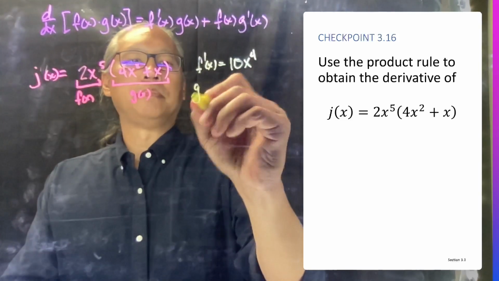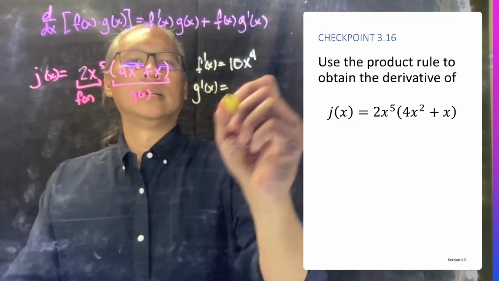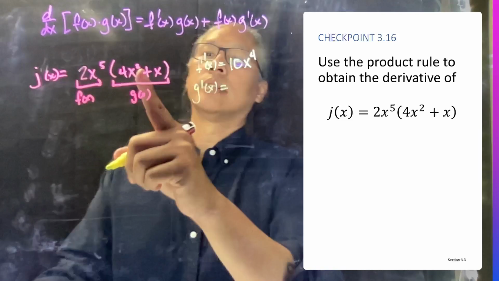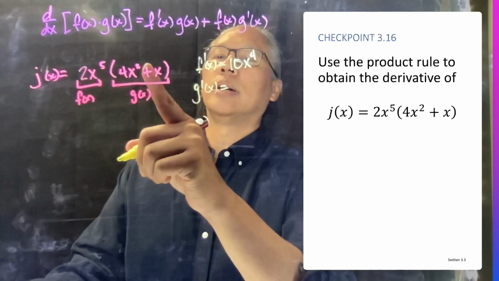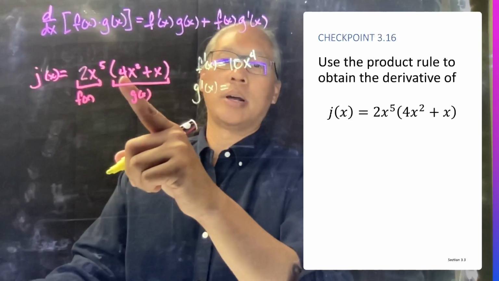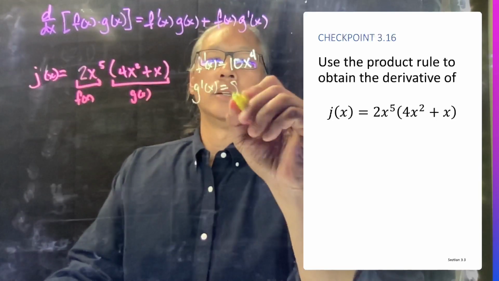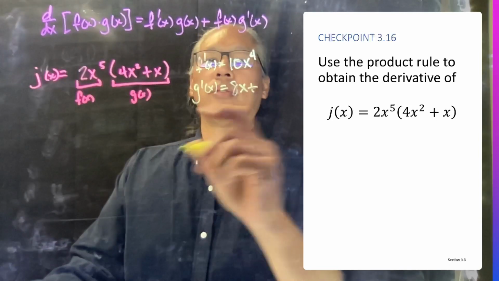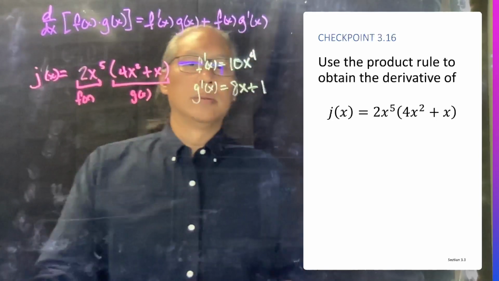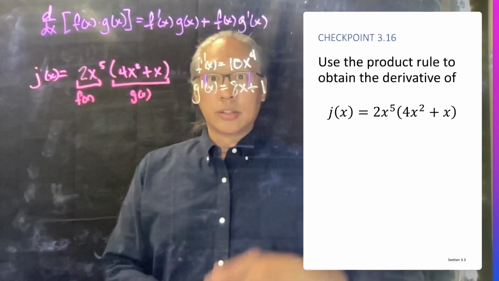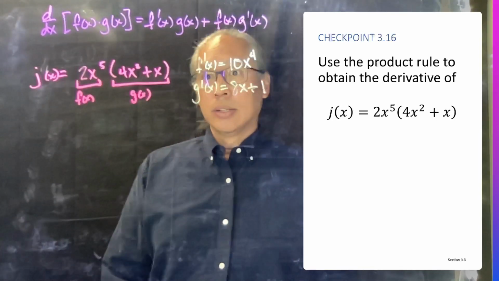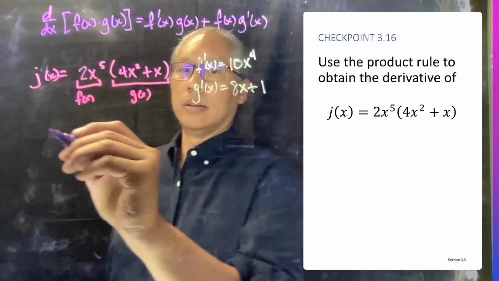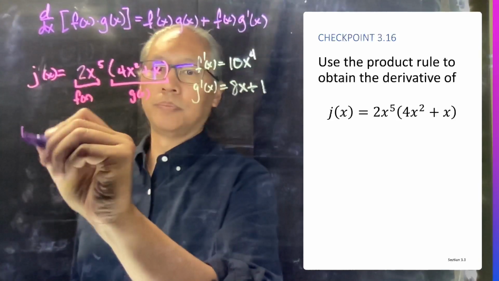Now g prime of x will be the derivative of this expression, and this is a 4, and then there's x squared, so the 2 will come down and get multiplied with a 4, so that's an 8x to the first power, plus the derivative of x is just 1. So these are your other derivatives. So now we just piece it together based on this formula.